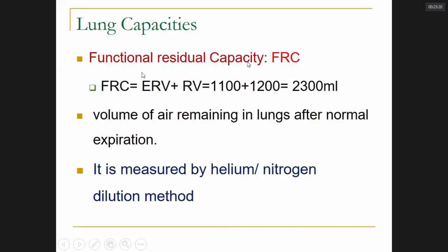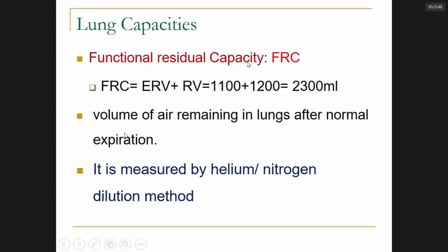Now, the third capacity is functional residual capacity. Again, the word residual is there. So what is functional residual capacity? It is the sum of ERV and RV. Again, ERV, we know, is 1100. RV is 1200 ml. So together it becomes 2300 ml. And it is the volume of air remaining in the lungs after normal expiration.